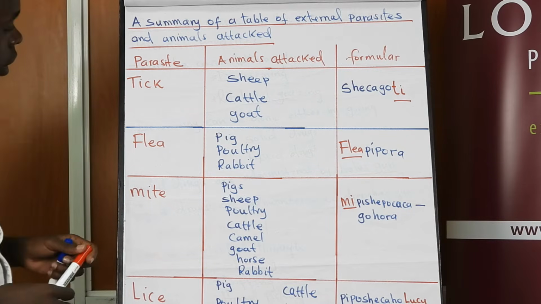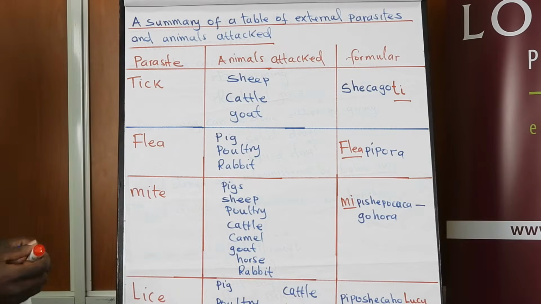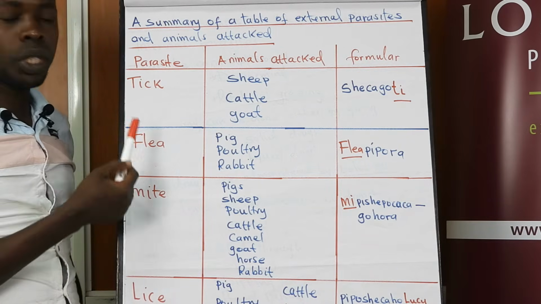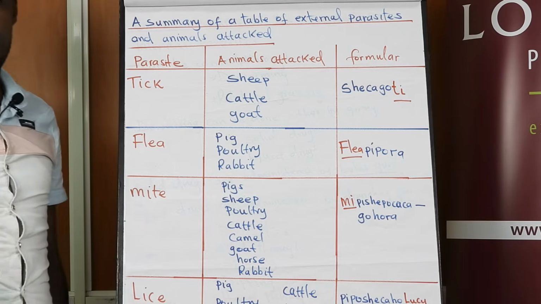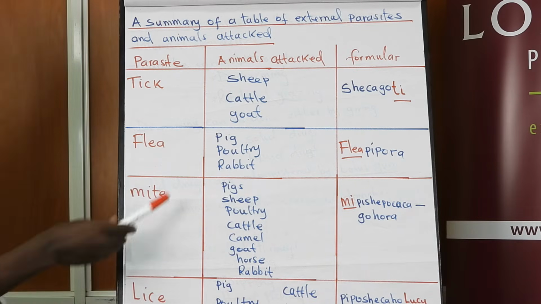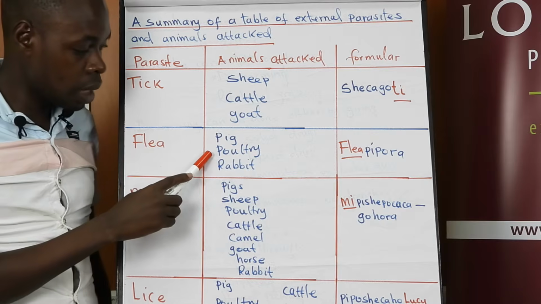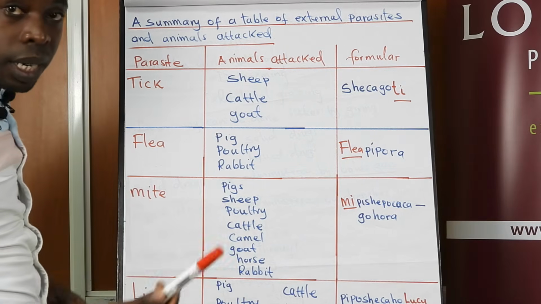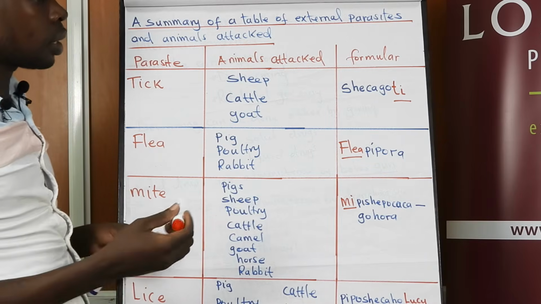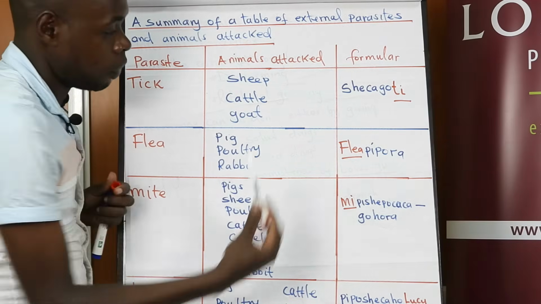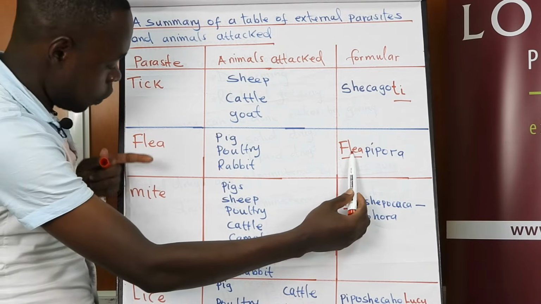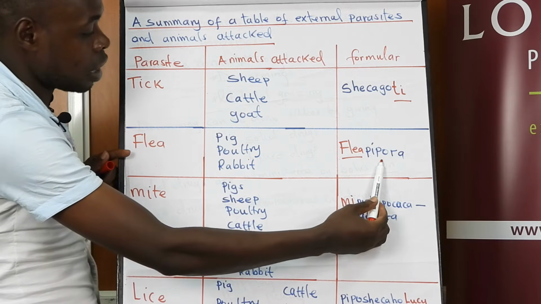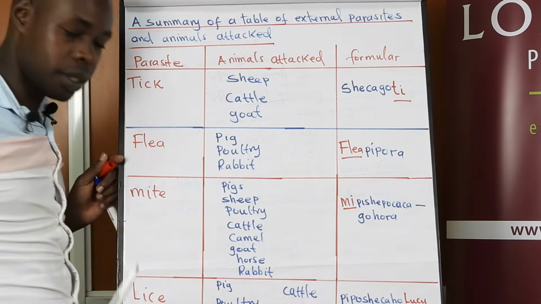The second external parasite is flea. Which animals are attacked by flea? We have pigs, poultry, and rabbit. And the formula to master is Fleepipora, where Flea stands for flea itself, P stands for pig, Po stands for poultry, and Ra stands for rabbit.